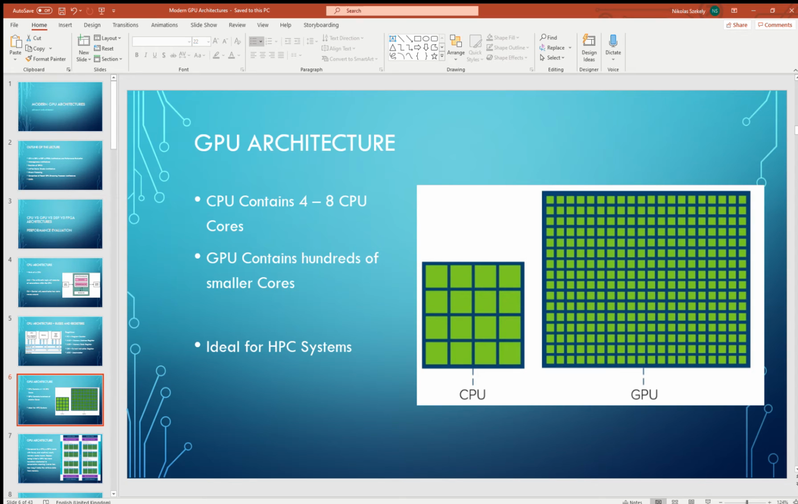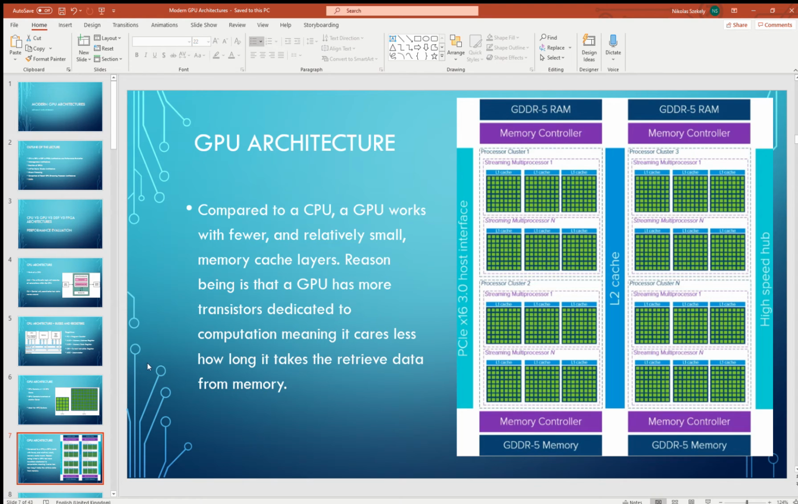Compared to a CPU, a GPU works with fewer and relatively small memory cache layers. The reason is that the GPU has more transistors dedicated to computation, meaning it cares less how long it takes to retrieve data from the memory.